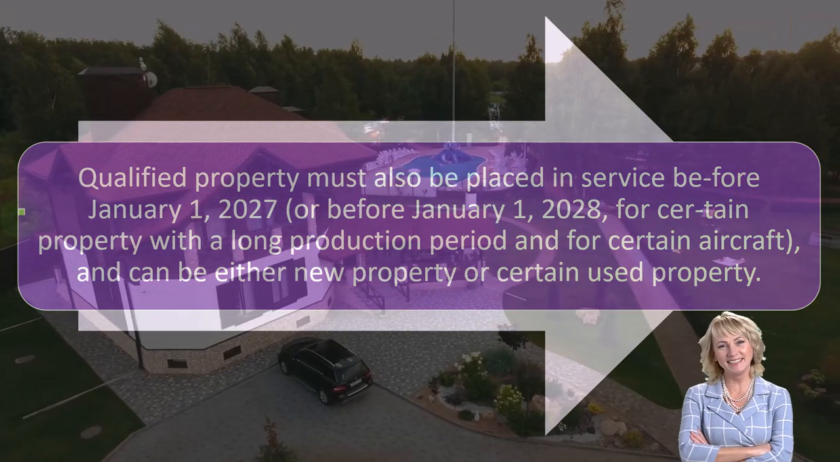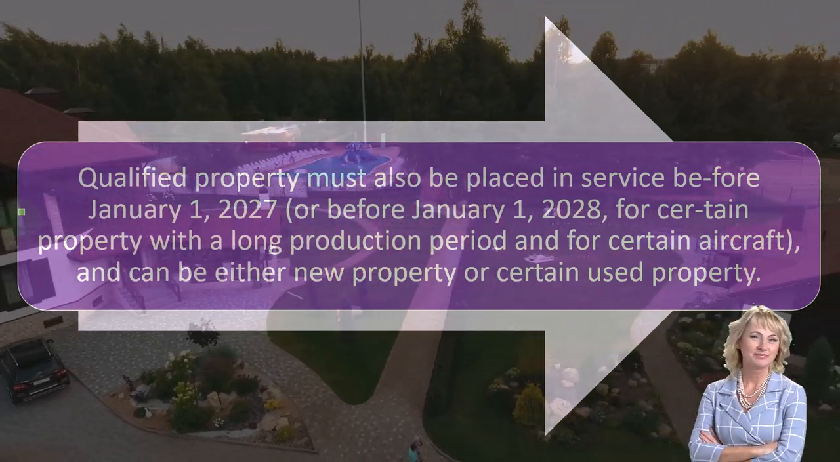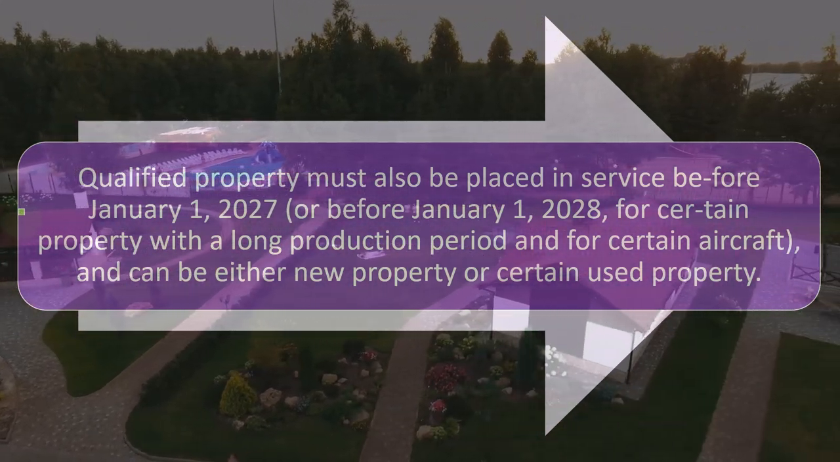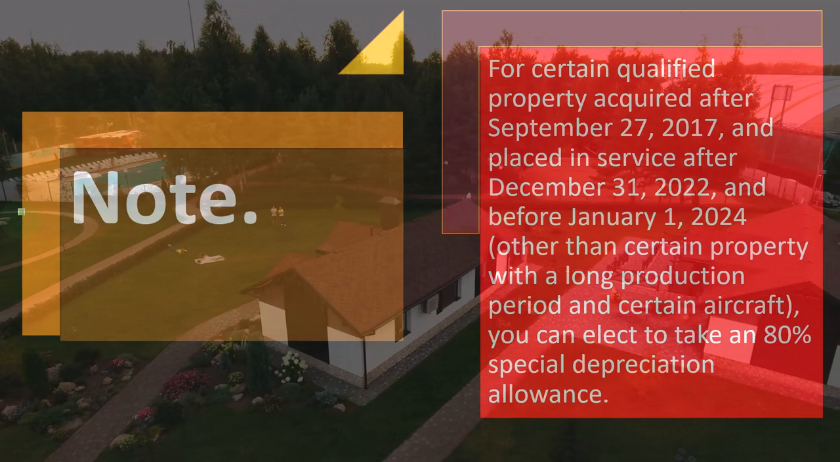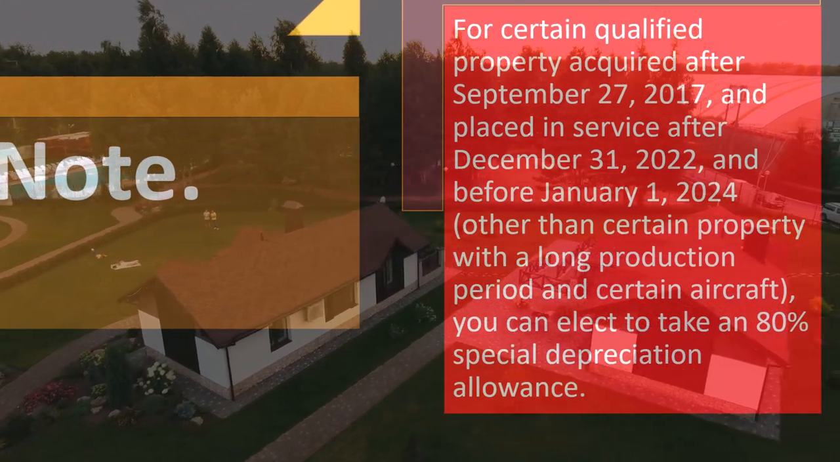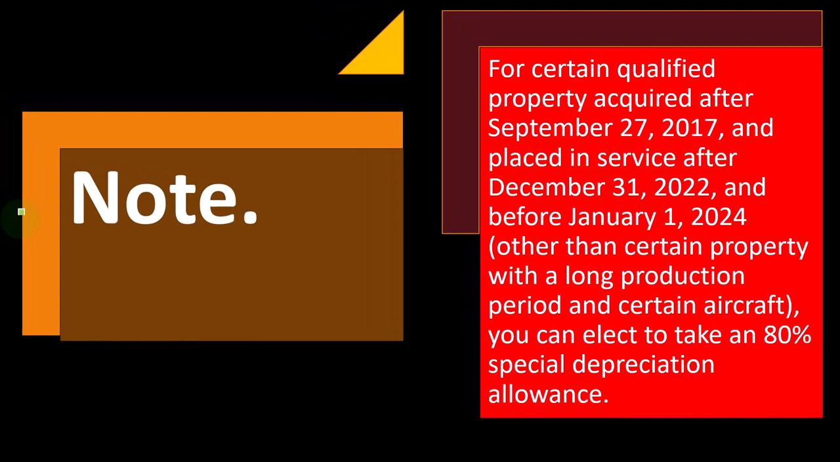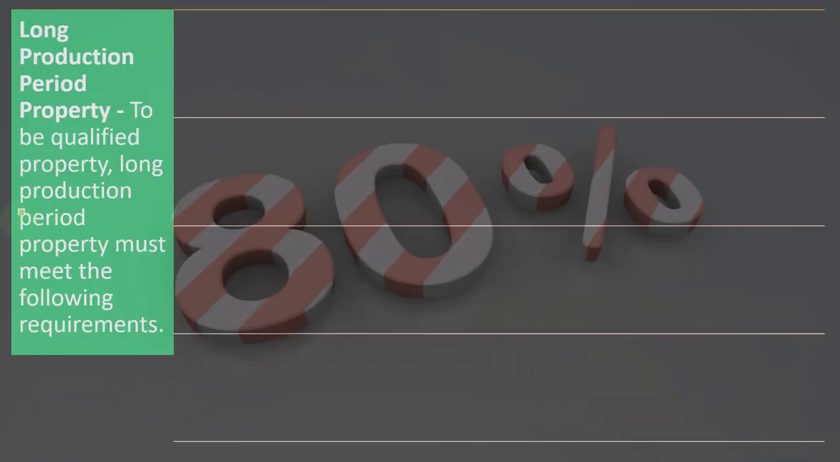Okay, qualified property must also be placed in service before January 1st, 2027, or before January 1st, 2028 for certain property with a long production period and for certain aircraft, and can be either new property or certain used property. Note, for certain qualified property acquired after September 27, 2017 and placed in service after December 31st, 2022 and before January 1st, 2024, other than certain property with a long production period and certain aircraft, you can elect to take an 80% special depreciation allowance. All right, so now we're looking at the long production period property.